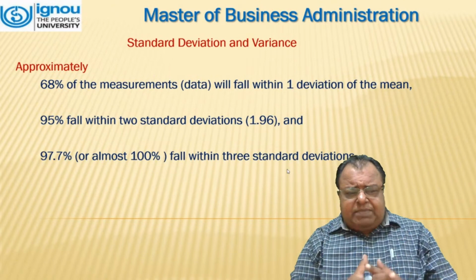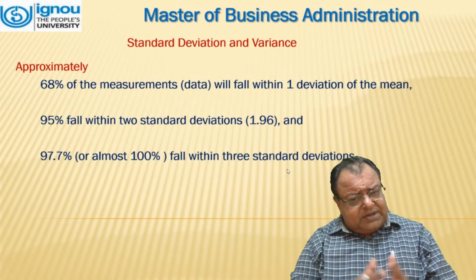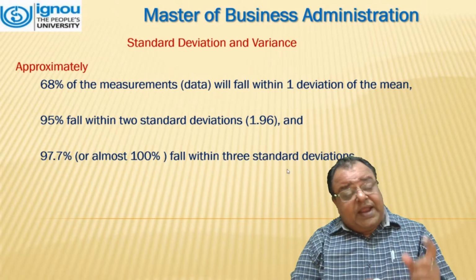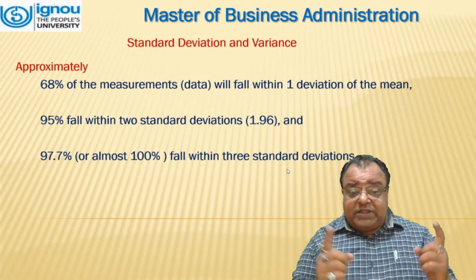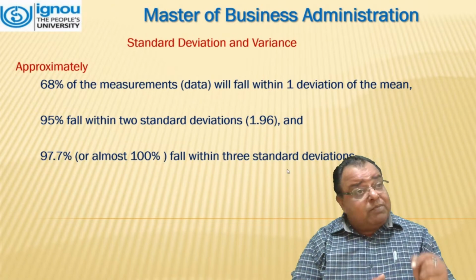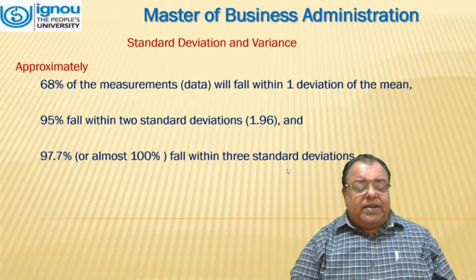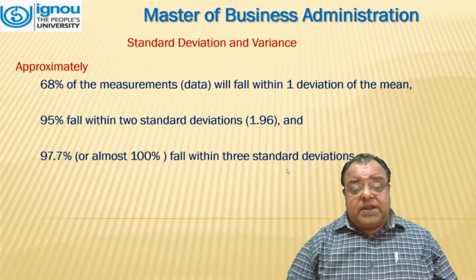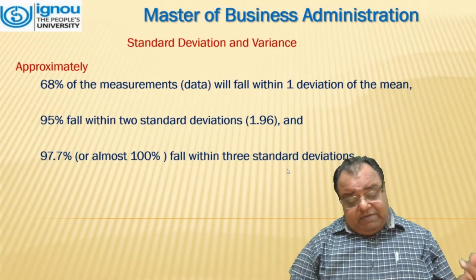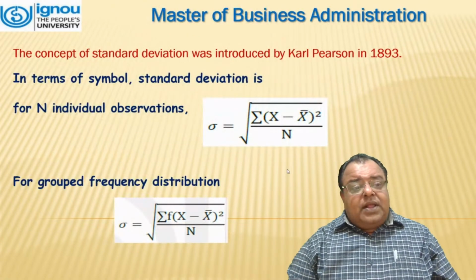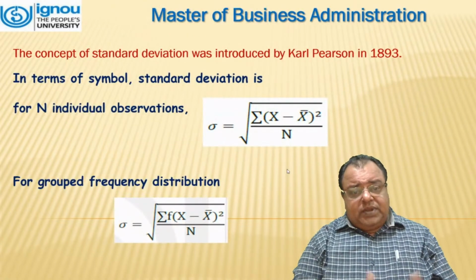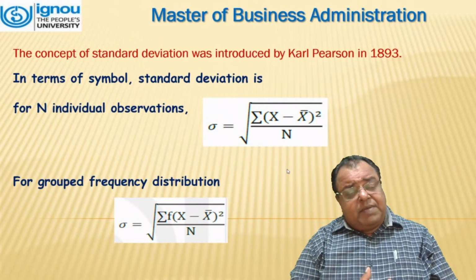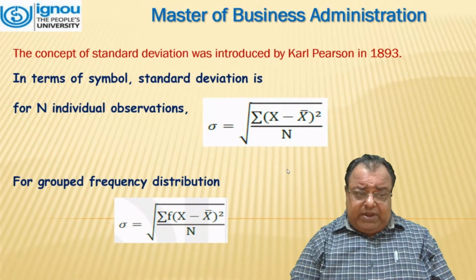Approximately 68% of the measurements, that is the data, will fall within one standard deviation of the mean. 95% falls within two standard deviations, that is 1.96 mathematically. And in the case of 99.7%, almost 100% fall within three standard deviations. The concept of standard deviation was introduced by Karl Pearson back in 1893.